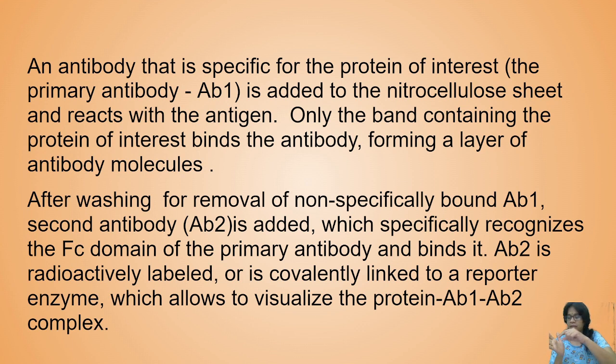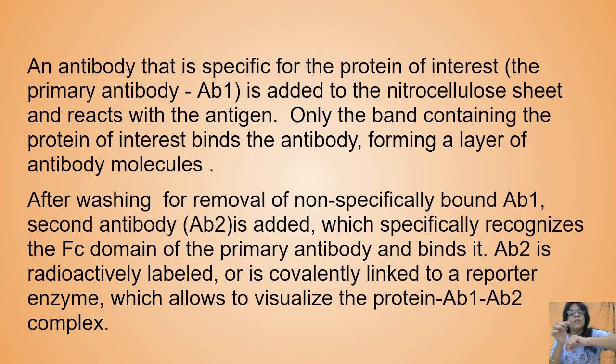You will get a complex. If this is the nitrocellulose membrane and you have a small target antigen there, you add the antibody suitable for it, which is called the primary antibody. But to this primary antibody you will be adding a secondary antibody which is labeled with an enzyme. This secondary antibody with the enzyme linked to it will directly bind to the primary antibody and form an antigen antibody complex. The whole thing is done.